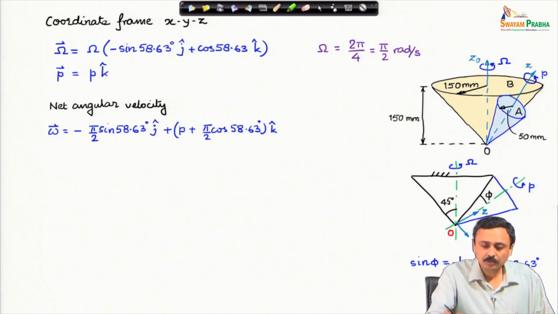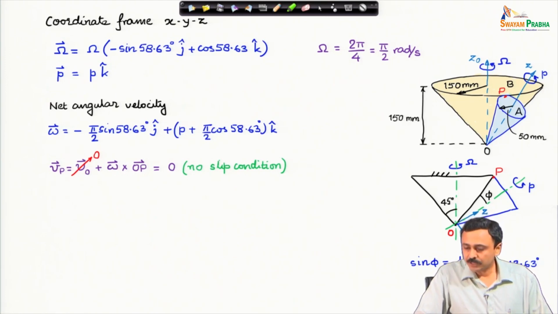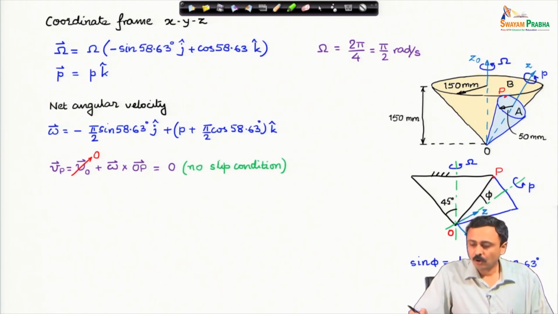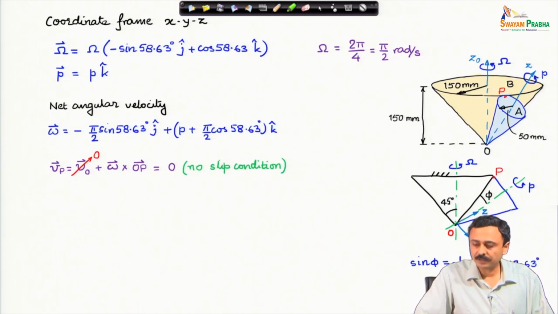Now, we are going to write down the velocity of a point on this contact line. As I mentioned, there is a contact line between the two cones. I take an arbitrary point on that contact line, this end point on the edge, point P, and I express the velocity of point P using kinematics.